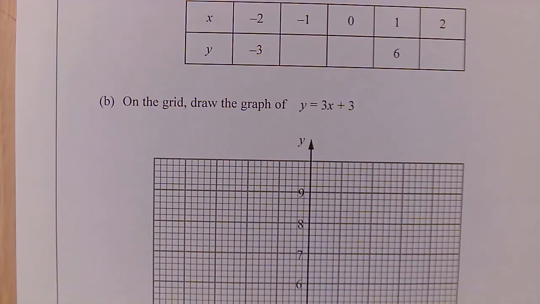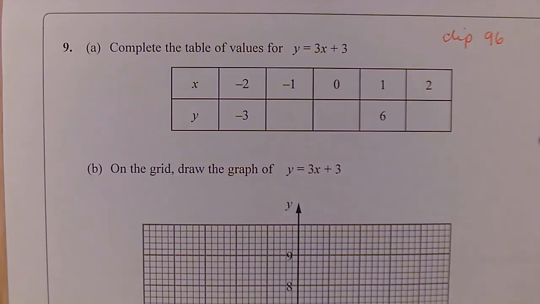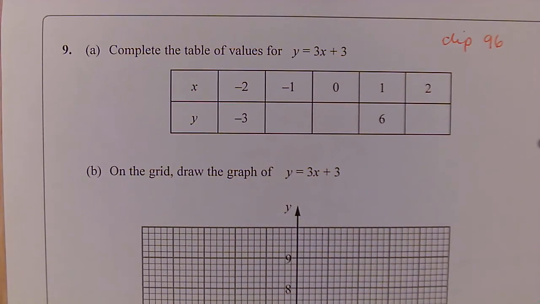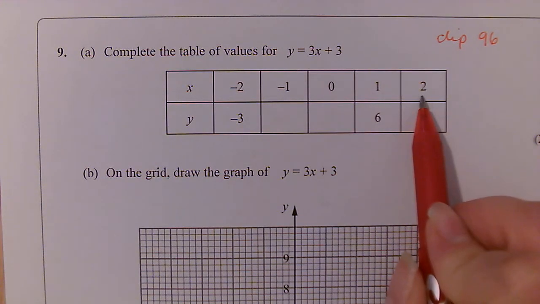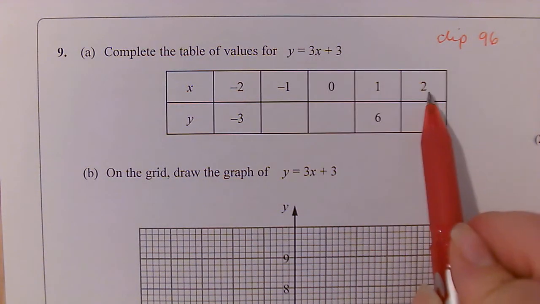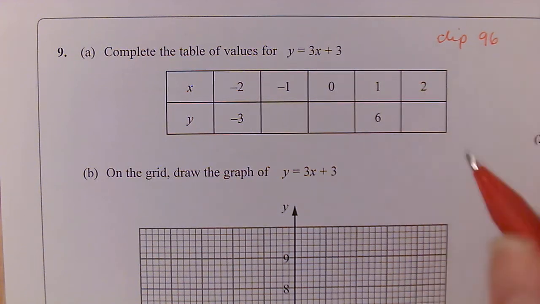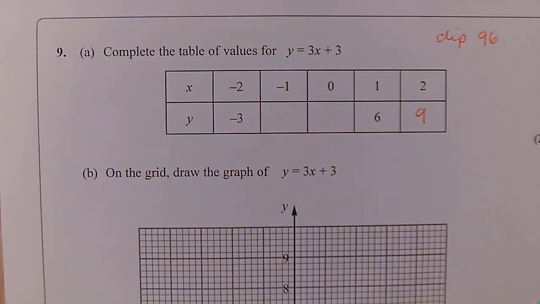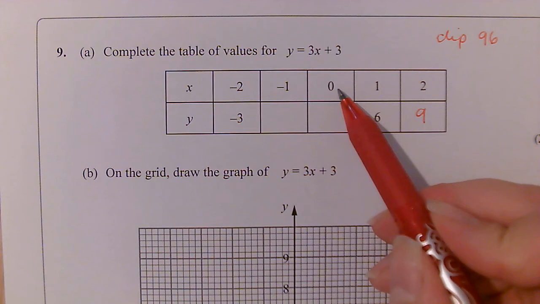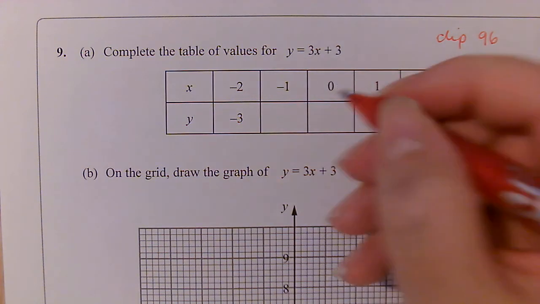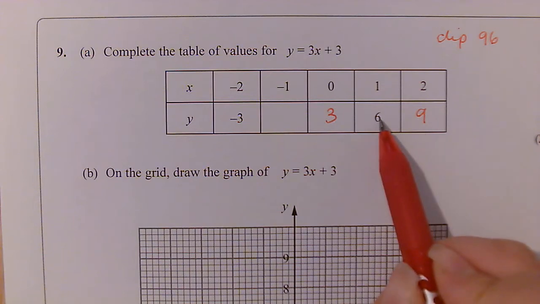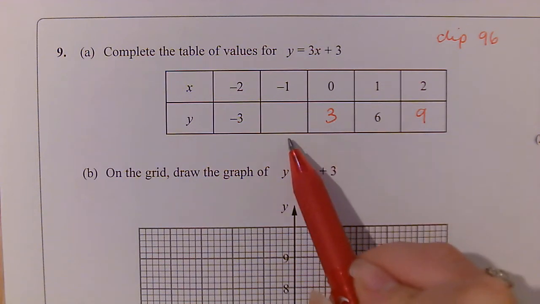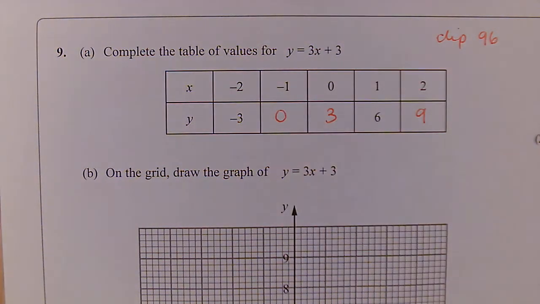Question 9, another straight line graph question. So here they've given you the table, we just need to fill in the missing values. So again I'm going to start with my positive values. So 3 multiplied by 2 to give me 6, plus 3, 9. 3 multiplied by 0 is 0. Add the 3 to give me 3. And we should spot here, if we go down, we're going down by 3's, so I'll have a 0 here.